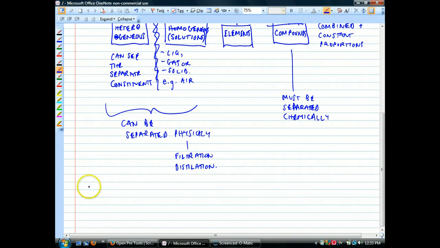Okay, so the next section in your book is talking about measurement.